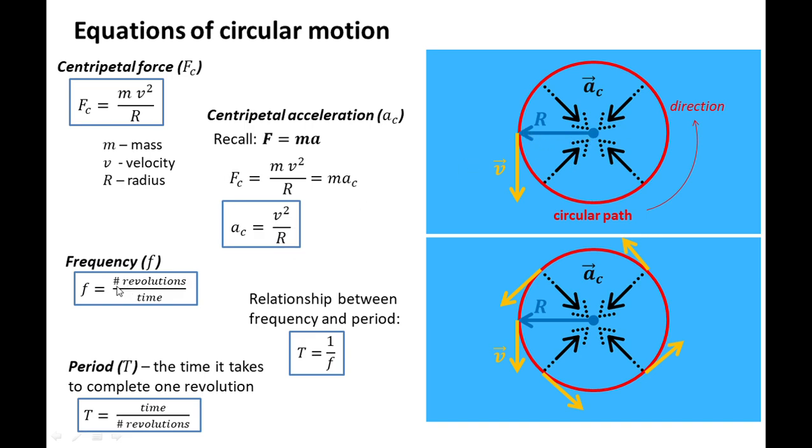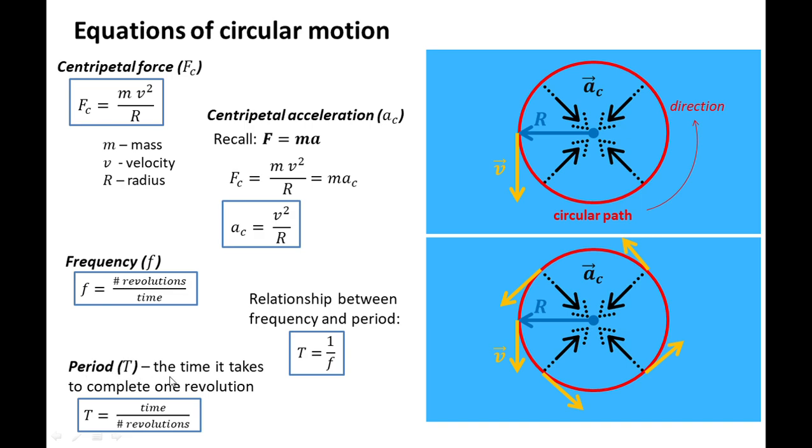Now, how about the frequency? The frequency is the number of revolutions per unit time. Say, for example, you have 10 revolutions, or 10 times that the object repeats the motion. If this is your starting point, and after 1 second the object has completed 10 rotations, or 10 revolutions around this point, that means you have 10 revolutions per 1 second. So you have a frequency of 10 hertz, or 10 per second. So that is your frequency.